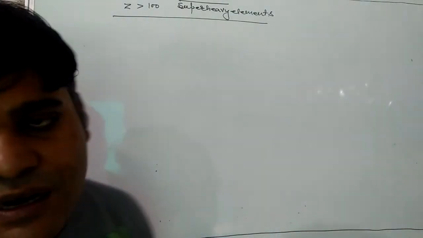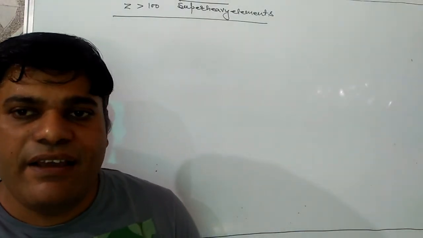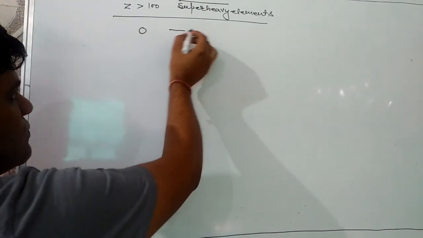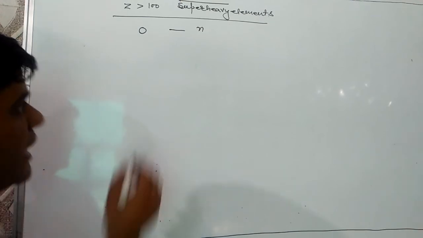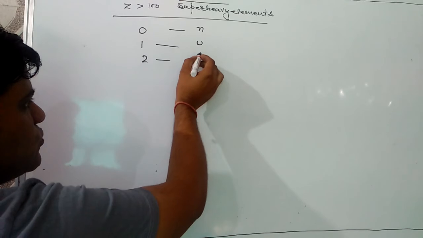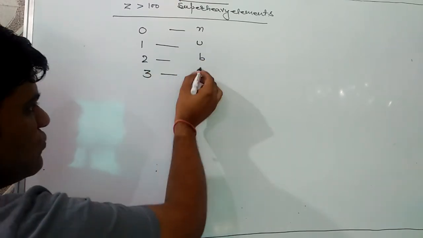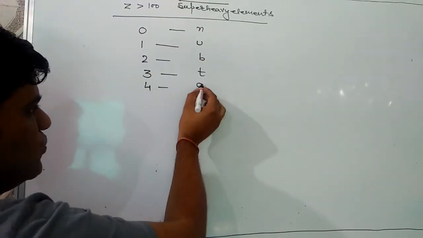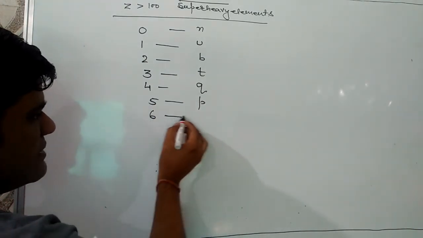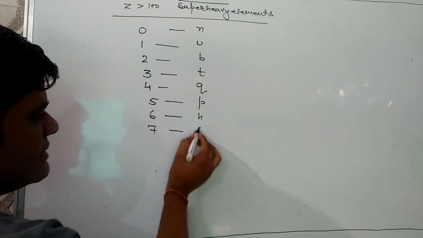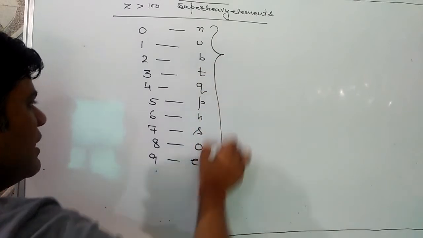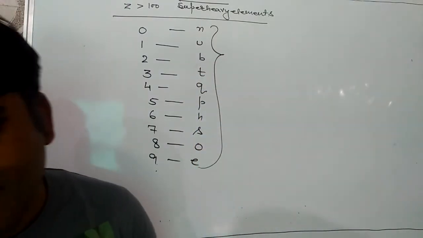Their symbols can be made by ourselves. When 0 is there, we use N. If 1 is there, we use U. 2, then B. 3, then P. 4, then Q. 5, then P. 6, H. 7, S. 8, O. 9, E. We can use these symbols for making the symbols of these elements.